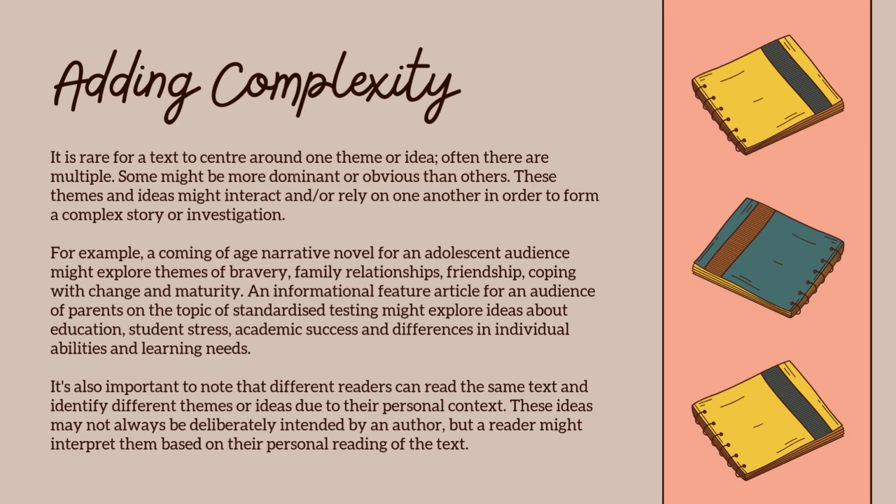Adding complexity. It is rare for a text to center around one theme or idea, often there are multiple. Some might be more dominant or obvious than others. These themes and ideas might interact and, or rely on one another in order to form a complex story or investigation. For example, a coming-of-age narrative novel for an adolescent audience might explore themes of bravery, family relationships, friendship, coping with change and maturity.